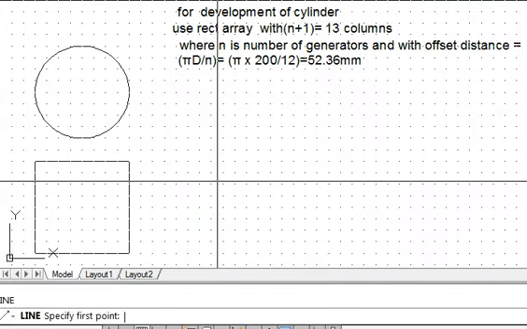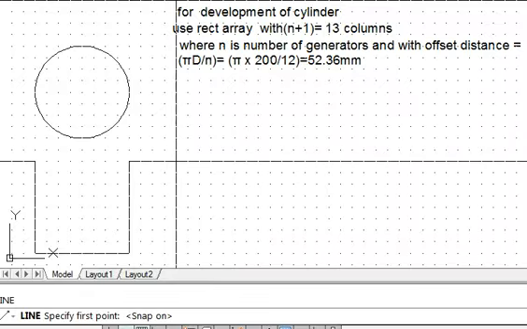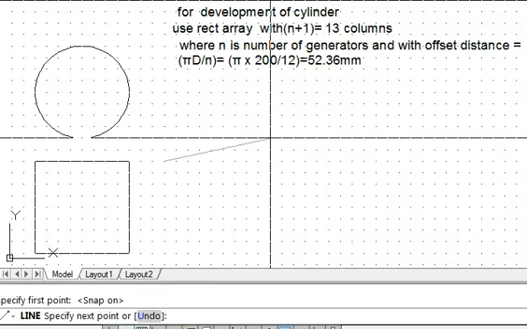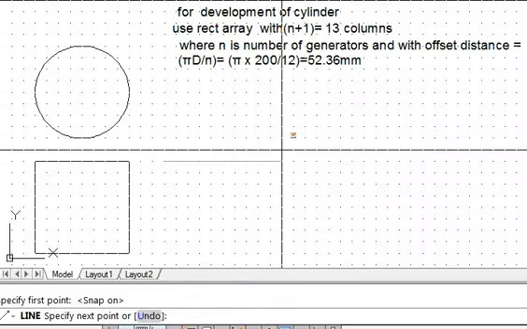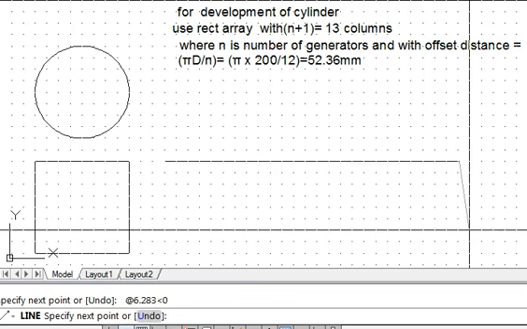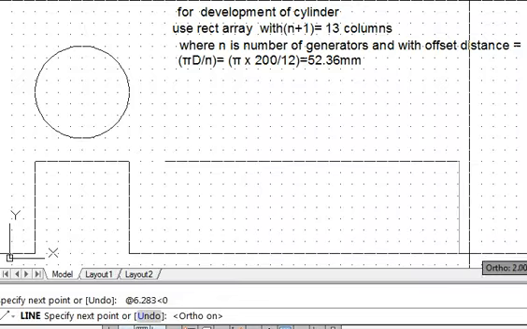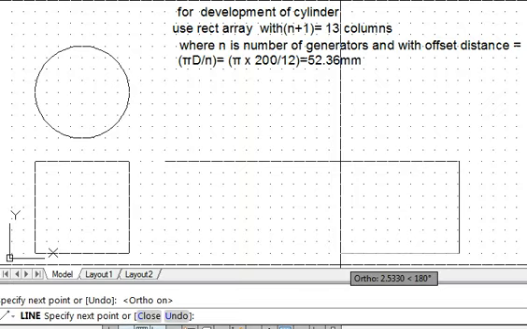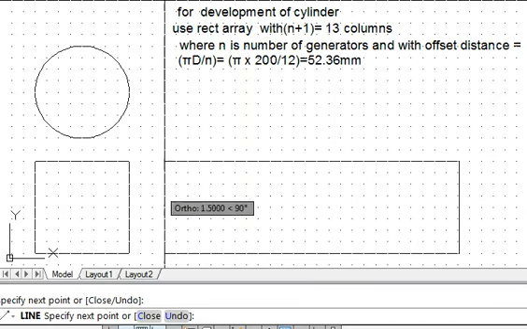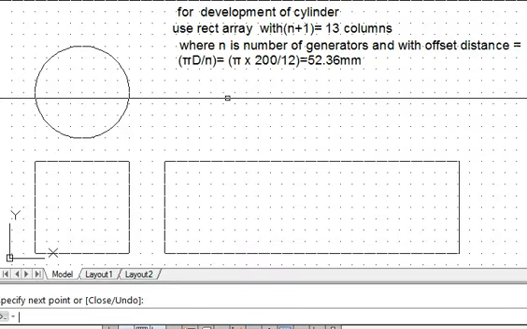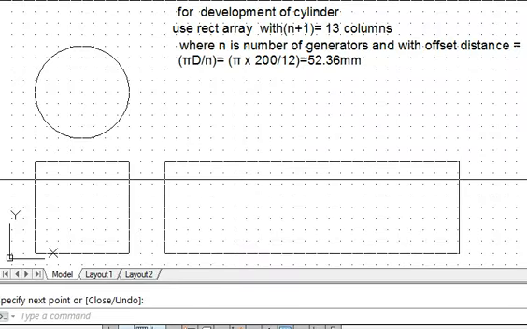So what we can do, a line I can make from here at 6.283 AutoCAD units, and angle is 0. So that way a line I make, and then I draw the vertical from here using F8, and then I connect here like this. So the development is basically complete.